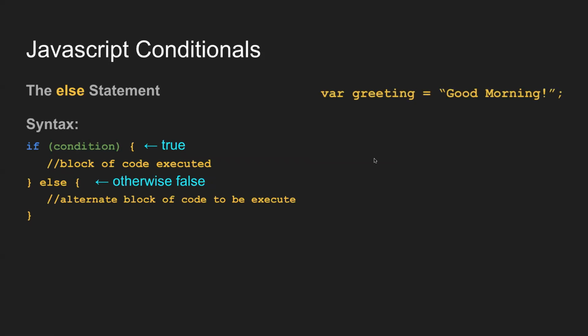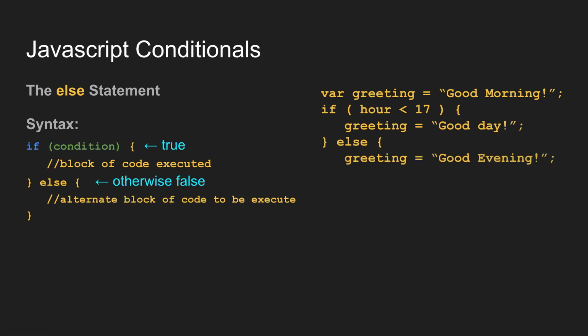So consider this example. We have var greeting is good morning. If the hour of the day is less than 17, we're going to say greeting is good day. Else the greeting will equal good evening, right? So if it's not less than 17, meaning that it's 17 or over, we're going to say good evening, right? And then we're spitting out the message again to the alert statement.